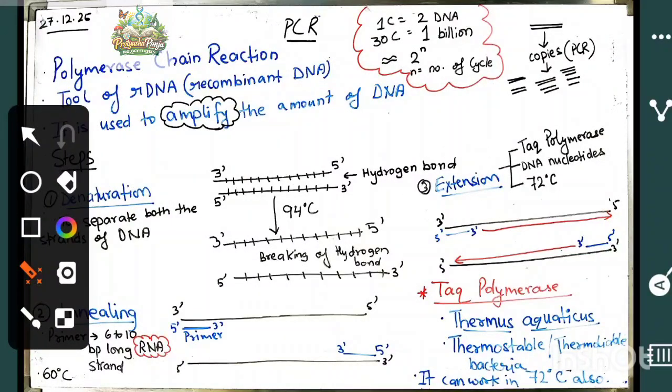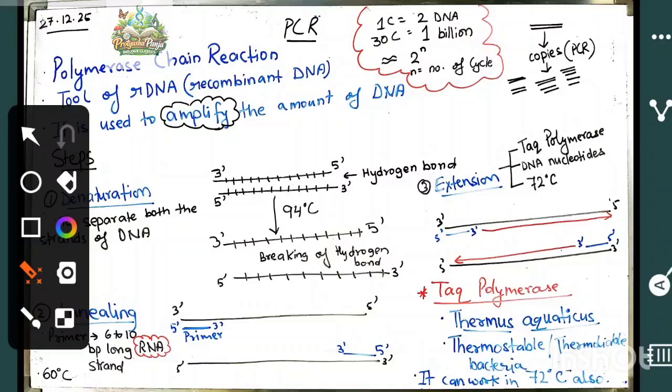Now what happens in extension? First of all, we need to remember there are 3 important properties we need for extension. One is Taq polymerase, second is DNA nucleotides, and third is 72 degrees Celsius. Very, very important. So for extension, these 3 requirements have to be fulfilled: Taq polymerase, DNA nucleotides, and 72 degrees.